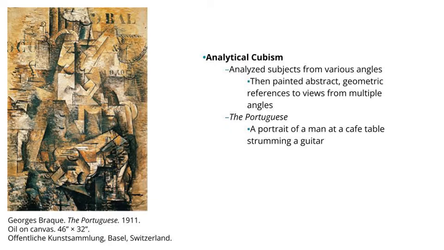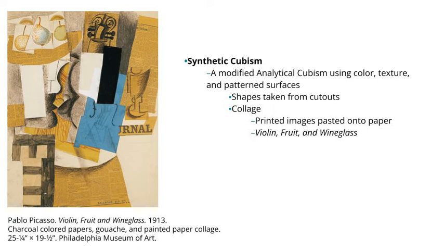And then on the other hand, besides analytical cubism, we have synthetic cubism, which is a modified version of analytical cubism using color, texture, and pattern surfaces and shapes taken from cutouts. So we see the invention of collage here in synthetic cubism. So printed images pasted onto paper, cut out, and added together. That's what we think of when we think collage, and this is really where it came from.